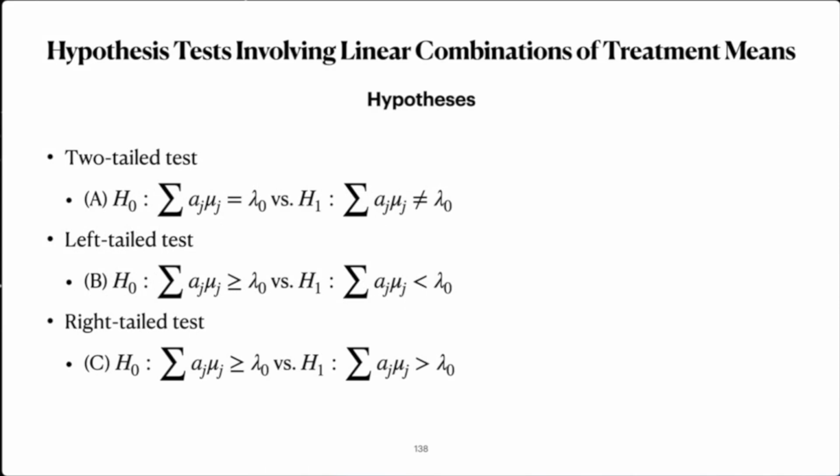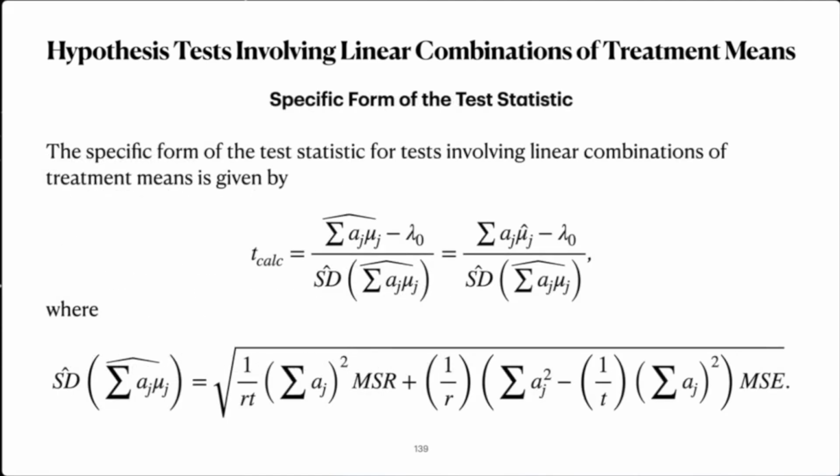The hypotheses that we have here look identical to the hypotheses that we had in the previous subsection where we were looking at contrasts of two or more treatment means. But now in this situation, we're not necessarily looking at a contrast, all right? And so the sum of the a sub j's can be something other than 0. The specific form of the test statistic for tests involving linear combinations of treatment means, as we have here, is given by this expression. So it's a t-statistic.